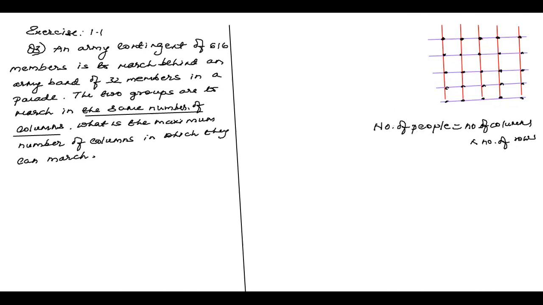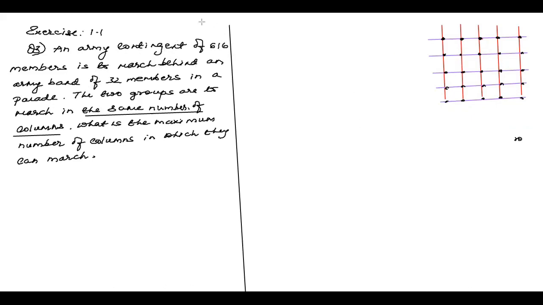Now I'm going to this. Okay, very simple concept. Look here. Now I'm saying an army contingent. Please have a look here. See, an army contingent of 616 people. Oh, total number of people दिया. आर्मी में कितना people है? 616. The members are to march behind an army band. ये जो आर्मी का ग्रुप है 616 जन का, वो आर्मी का बैंड का पीछे मार्च करने वाले हैं.